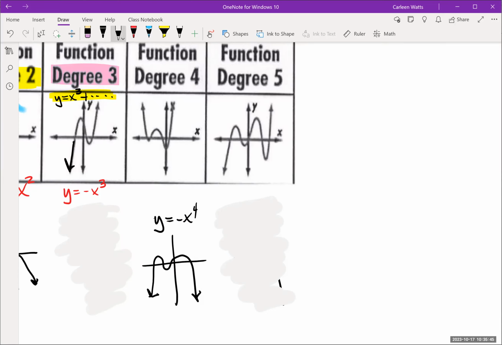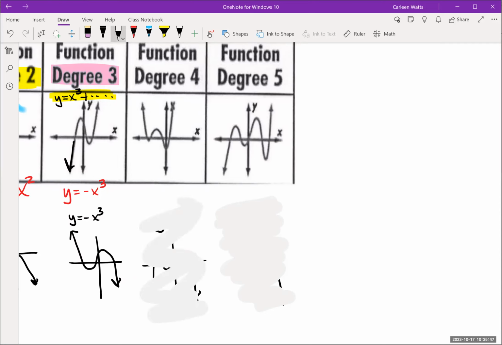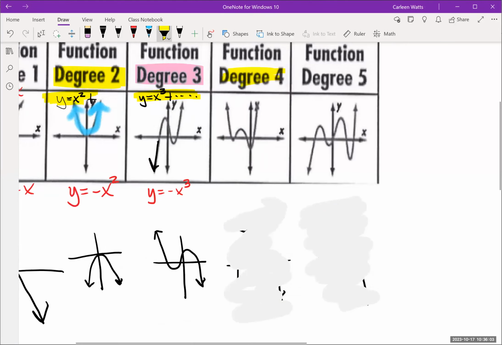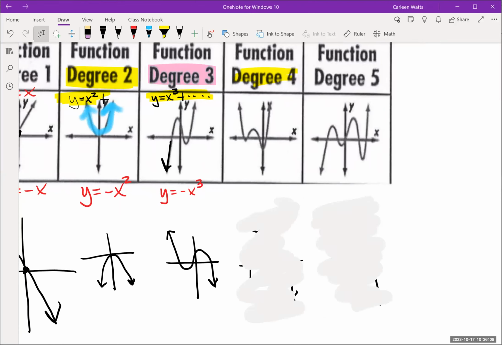I just uncovered the wrong one. It's going to look like that. I thought I was being super high tech covering up the answer there. Okay, so degree 4. Now notice, look at degree 2 and degree 4. Degree 2, both arms up. Degree 4, both arms up. These are called even when the highest exponent is an even number. Both arms up.